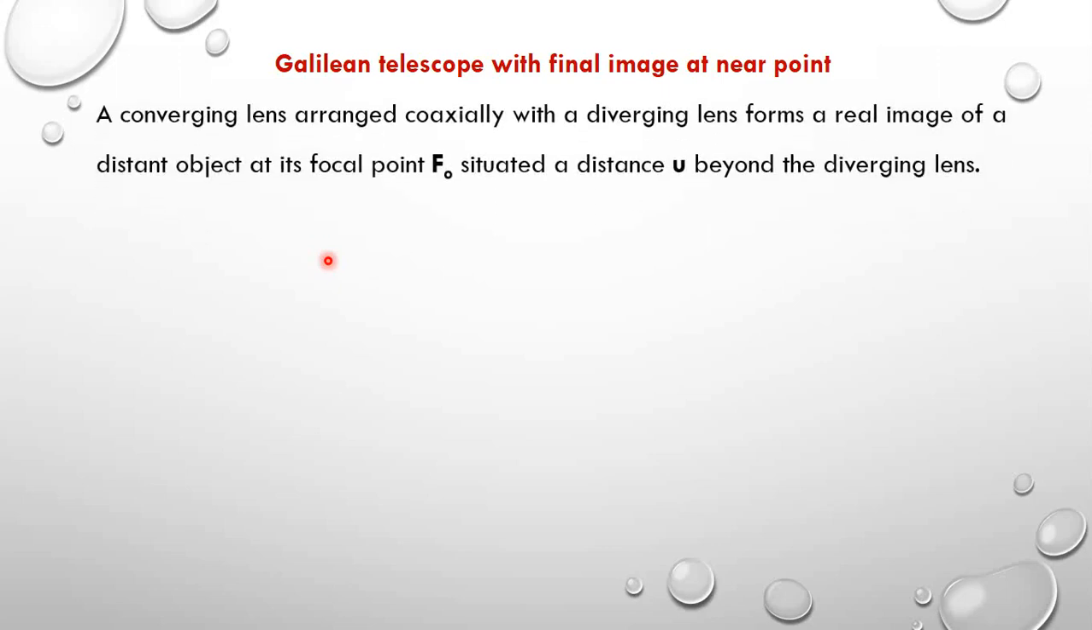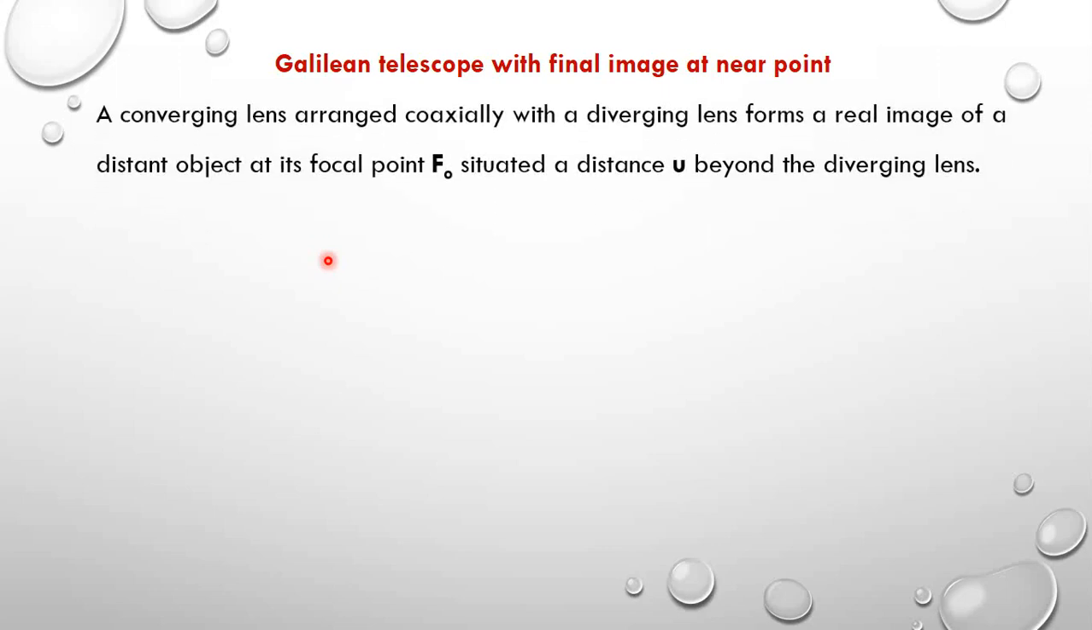Let's look at the Galilean telescope with the final image at a near point. This is quite similar to the Galilean telescope when it is in normal adjustment. Here also we have a converging lens which is going to form an intermediate image, but this time the intermediate image is going to be at the principal focus of the objective, that is the objective lens, but it will be at a distance u from the eyepiece, not at fe again, but at a distance u from the eyepiece.